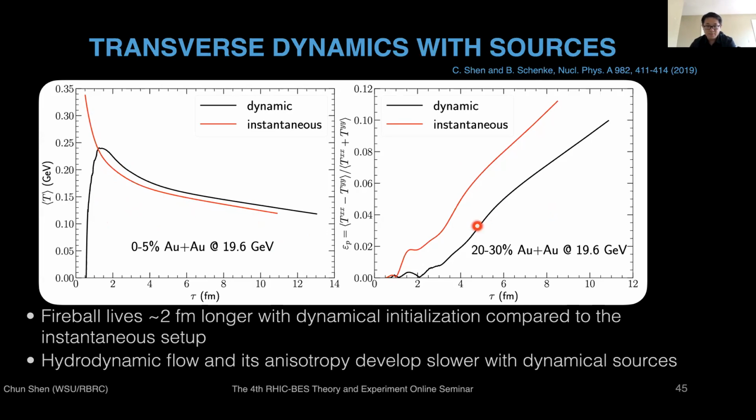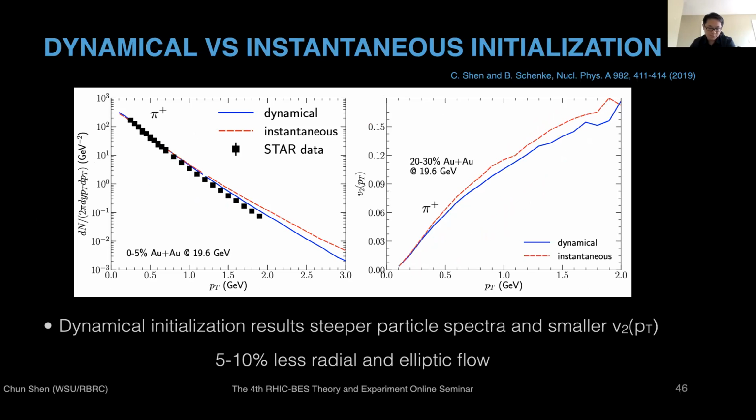On the right-hand side, I show you the development of the momentum anisotropy, which can be related to v2. As you can see, instantaneous depositions develop higher v2 than the dynamical one, because if you have source terms gradually depositing into the hydrodynamics, you will have more interference between different hotspots and also destroy a lot of v2 during the evolution. So all these differences translate to a small difference in the measurements. For example, in the pT spectra of pions or the v2 of pions, you can see the difference between the two simulations is quite small. With the dynamical initialization, you get about 5 to 10% smaller radial flow and also elliptic flow, as you would expect from the hydrodynamic simulations.